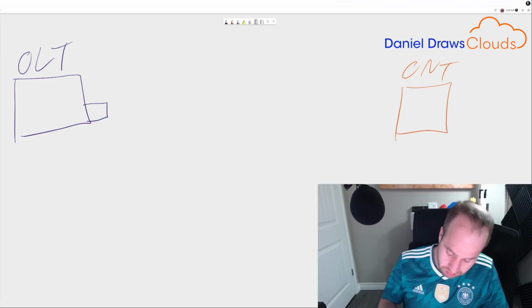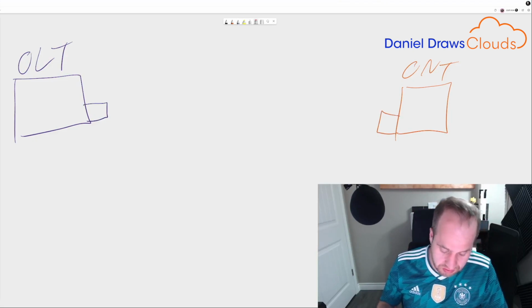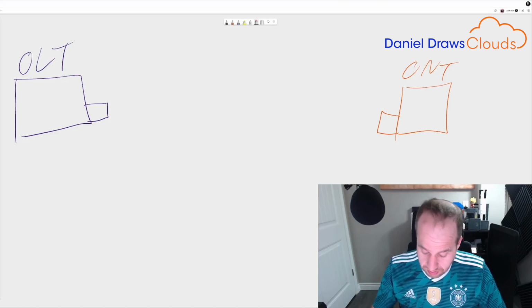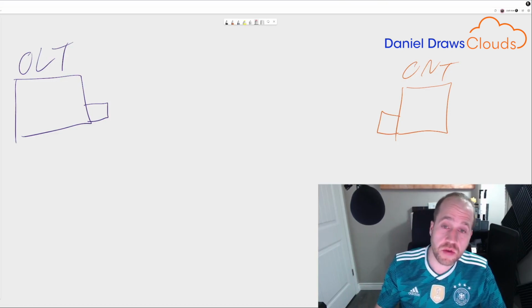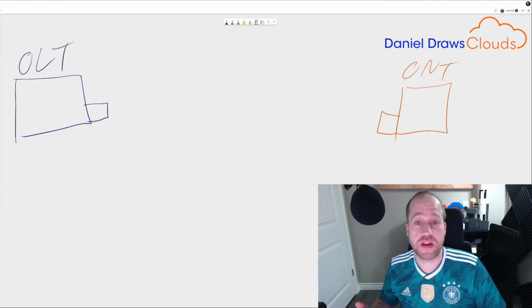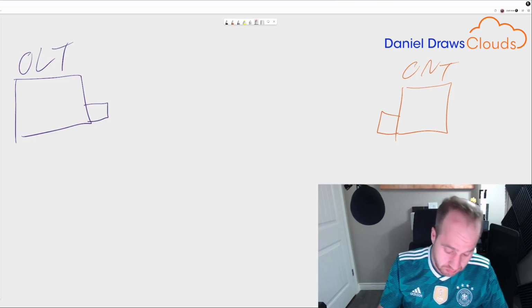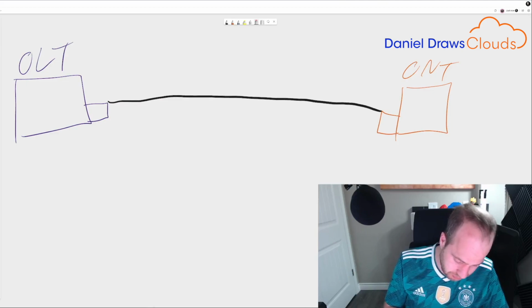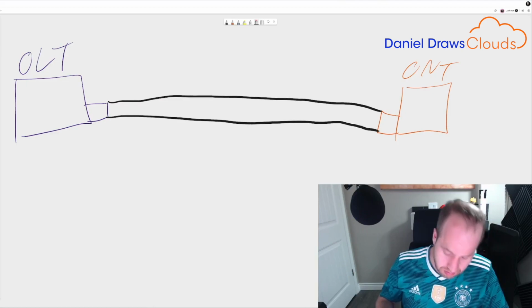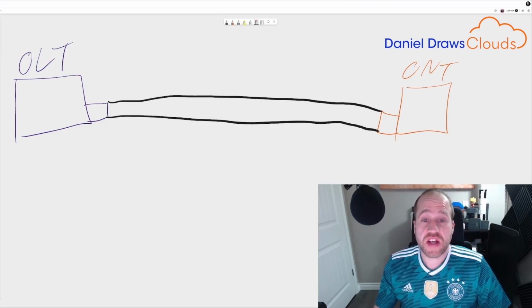So the ONT and the OLT both have a module. And this module does two things. It sends light out with a laser, and it also receives light back. So let's connect a fiber optic cable between these two. And now how does this actually look?